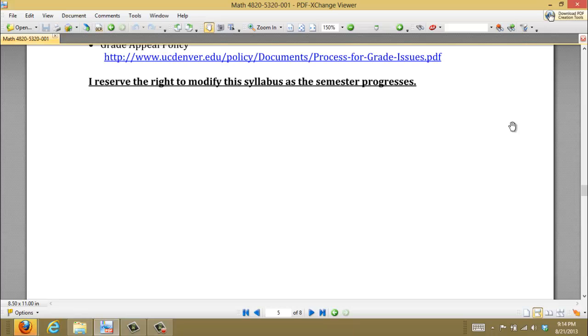And I will say that I reserve the right to modify the syllabus as the semester progresses. I typically don't modify it, or if I do, it's only slight variations, but the syllabus is not set in stone except for the exam dates, which are.